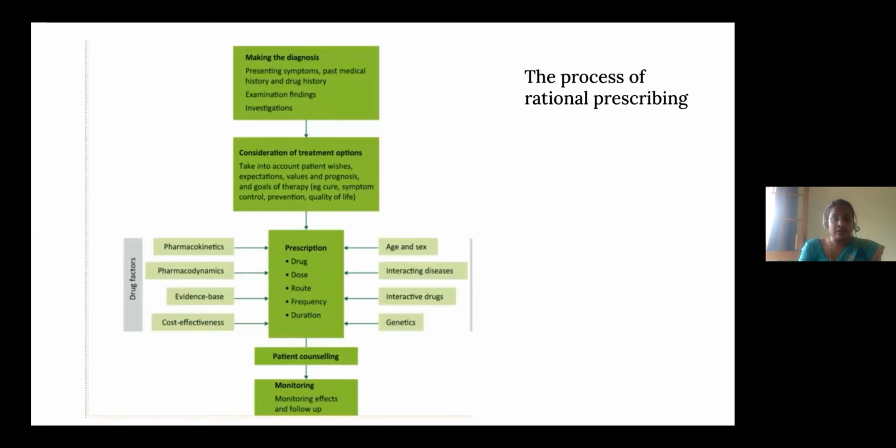When we prescribe, even in the elderly, we have to do rational prescribing. Whenever we prescribe, we have to go through this rational prescribing process.